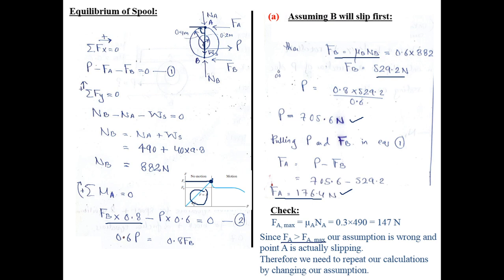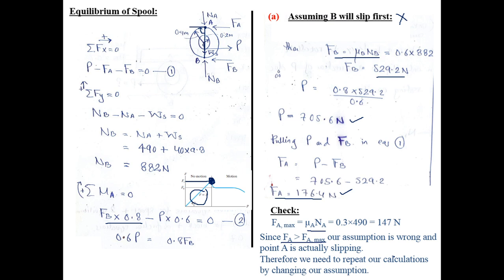So this means that point A is not lying in this region of equilibrium, but it is actually at this point, the point of impending motion, because the calculated value of Fa comes out to be greater than the maximum value of friction acting at point A. And we know that the maximum value of friction is given by the product mu A times Na. So this means that our assumption is wrong, and point A is actually slipping.